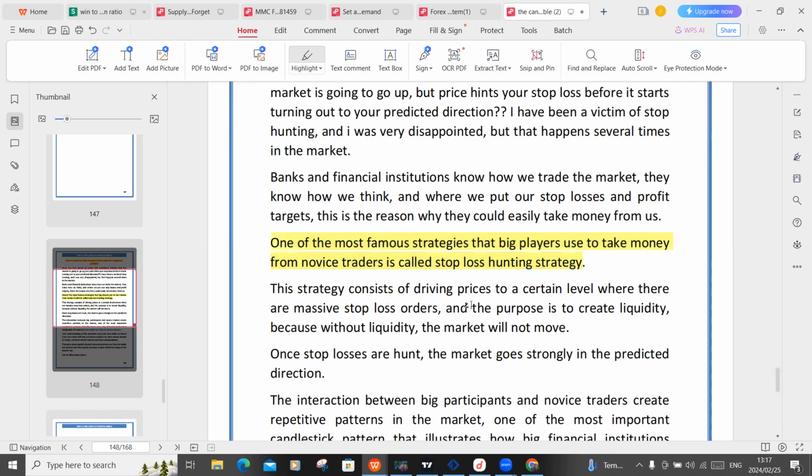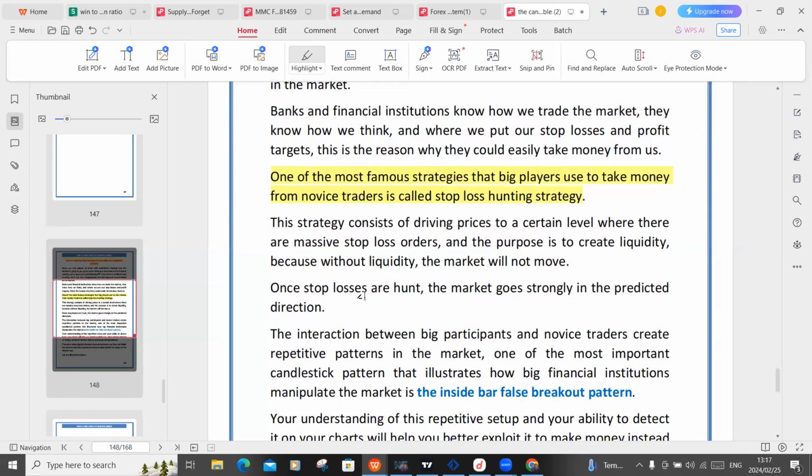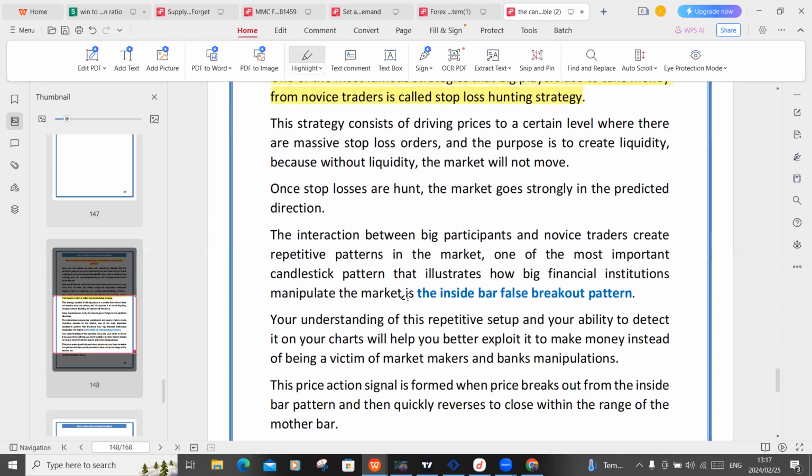This strategy consists of driving prices to a certain level where there are massive stop loss orders, and the purpose is to create liquidity, because without liquidity, the market will not move. Once stop losses are hunted, the market goes strongly in the predicted direction. The interaction between big participants and novice traders creates repetitive patterns in the markets.